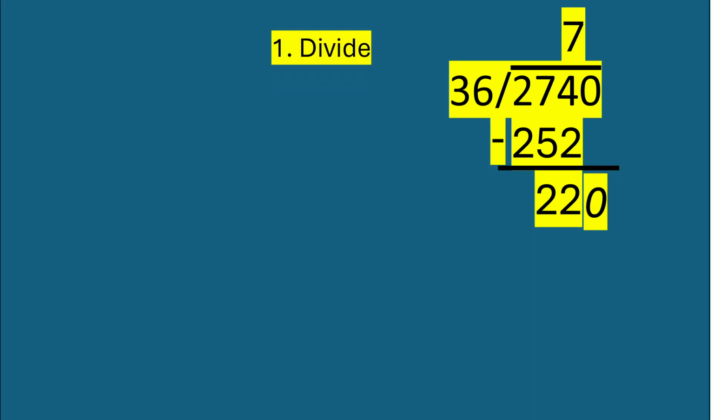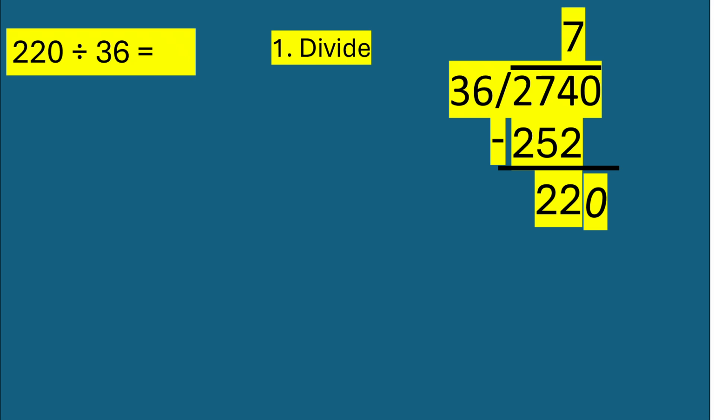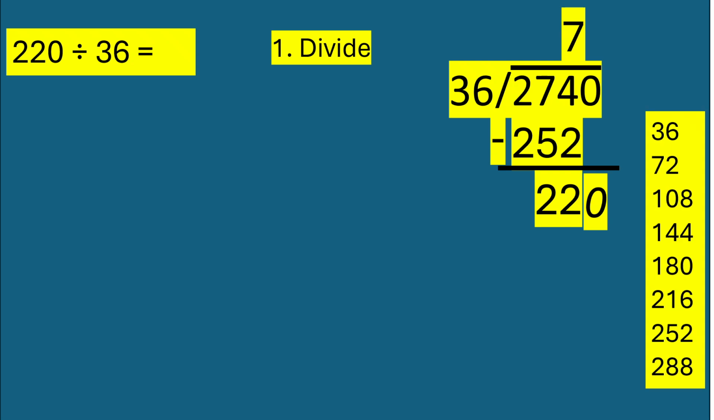Divide 220 divided by 36. How many 36 are there in 220? Refer to the multiples of 36. There are 6. 220 divided by 36 is equal to 6. Write 6 on the top of 0.